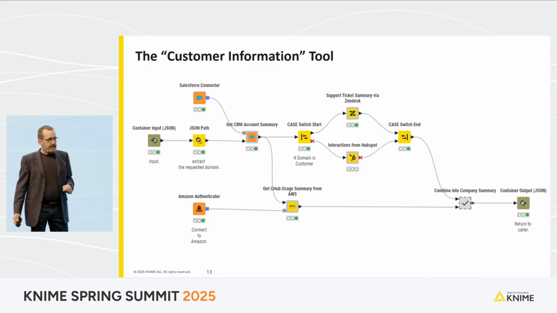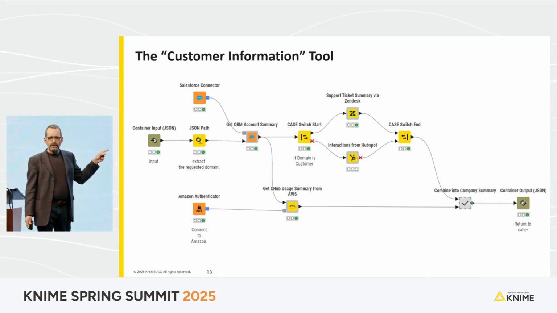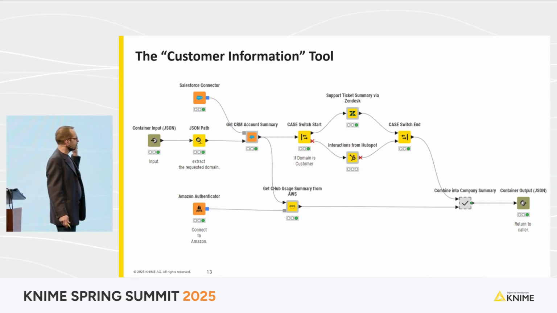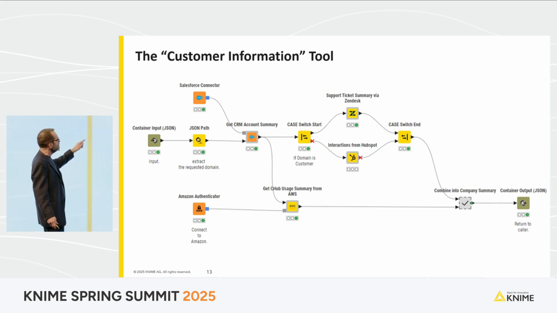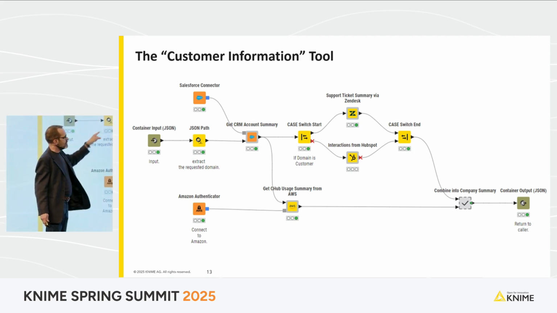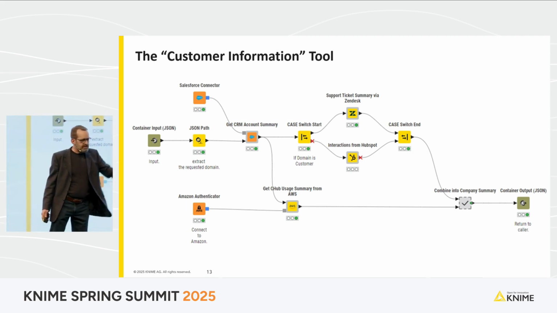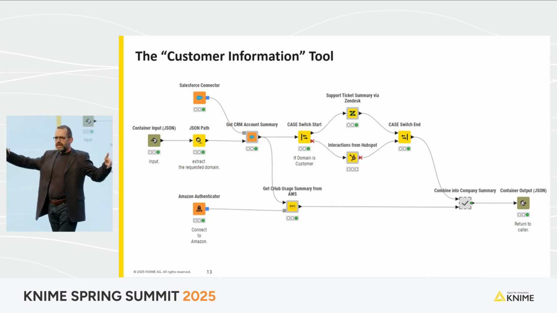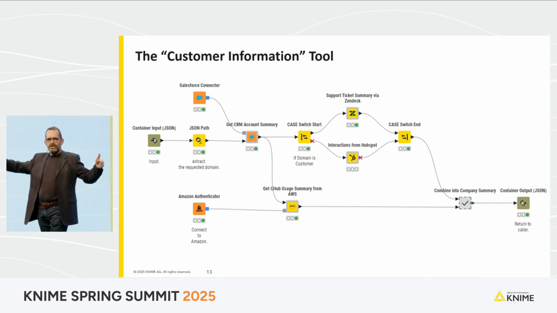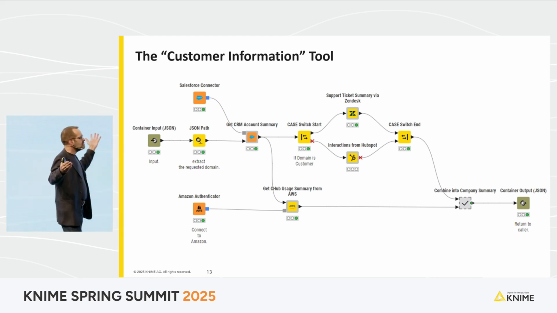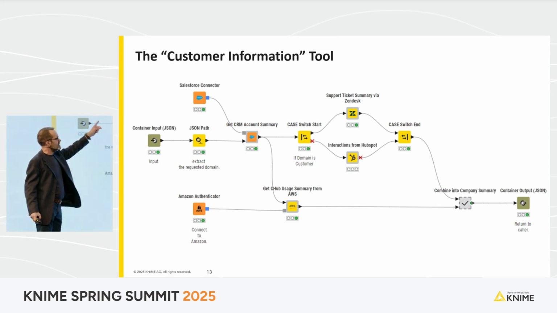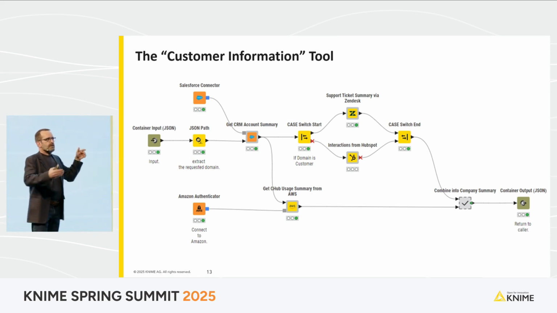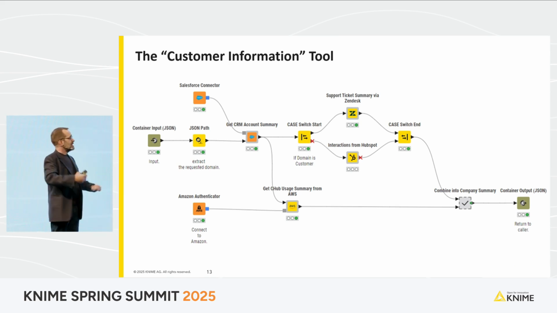What could this look like? This is the customer information tool that we are using at KNIME. There's a bit of this JSON stuff. If you ignore these two nodes and the node at the very back, that's essentially just interfacing so that the AI, the agent, can use it. That's one pretty established way of having agents interact with tools.